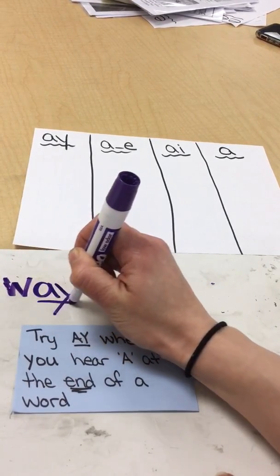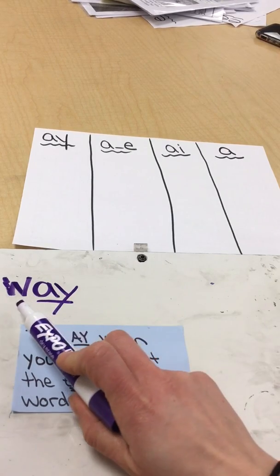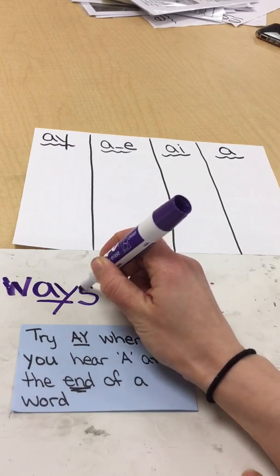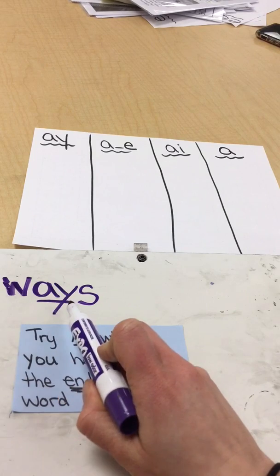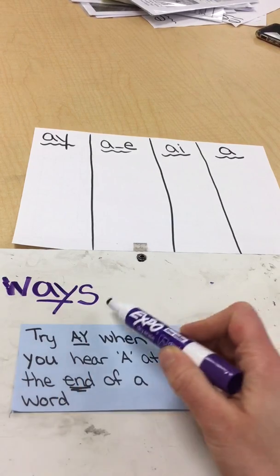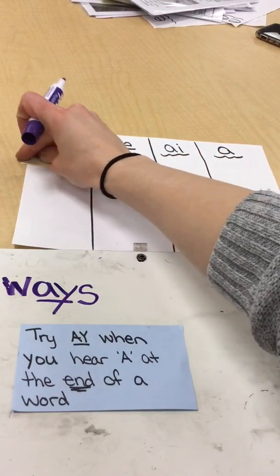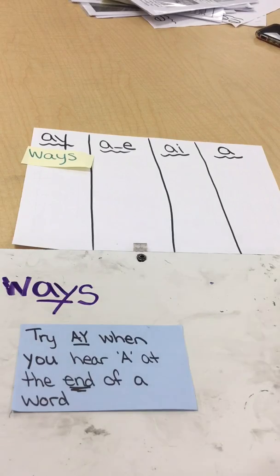Way. Heard it at the end? So this word is spelled with an AY at the end. Now let's say I want to say ways. I think about that base word, way, and then I add my S, ways. Because S is the extra ending, I'm thinking about the base word first, way. Hear the A at the end, and then I add the S. So ways is spelled with an AY at the end of the word, because I heard the long A at the end of the word.